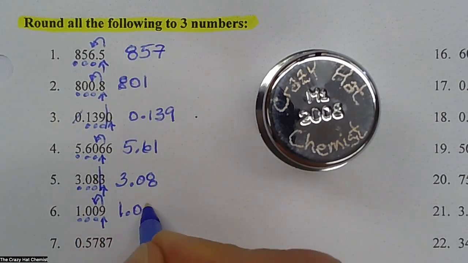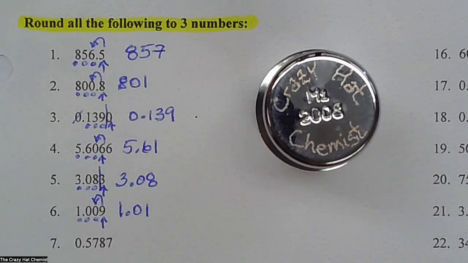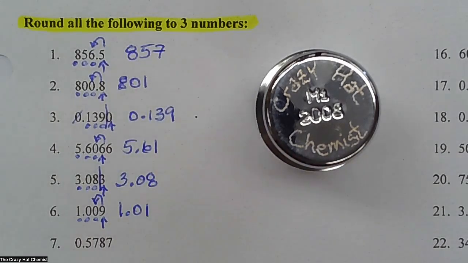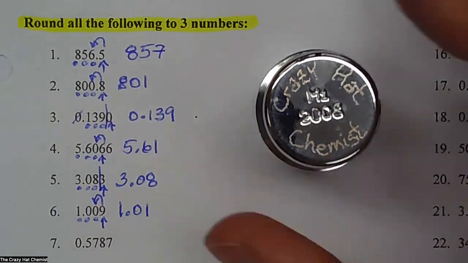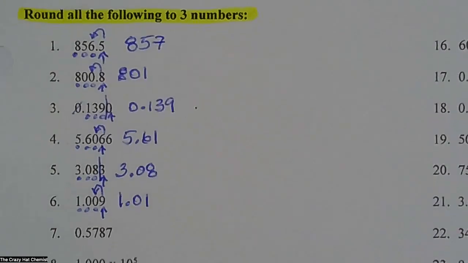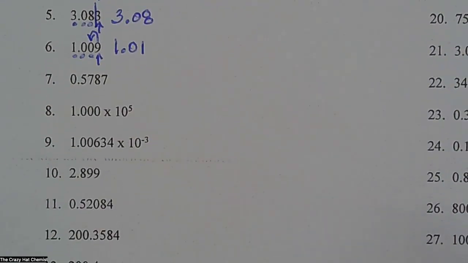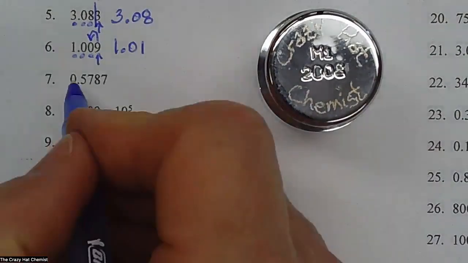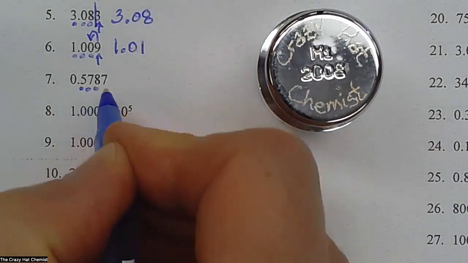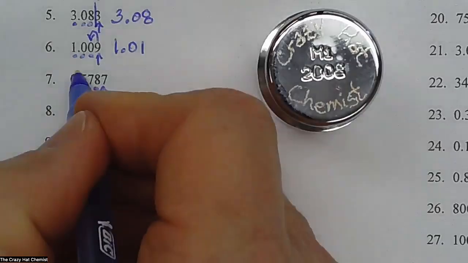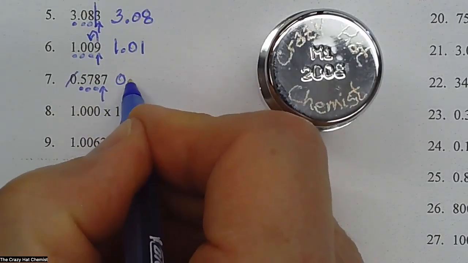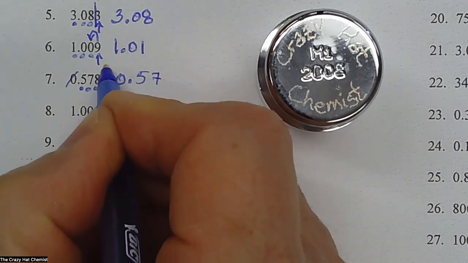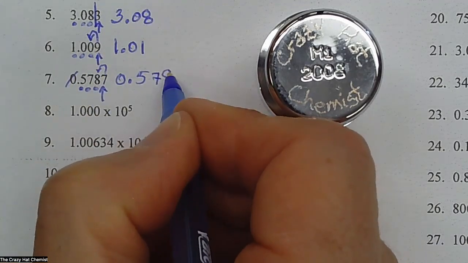That's 1.01. I'm going to scroll this up, and don't forget, we are rounding only to 3 numbers. These are not significant figures. We are just rounding to 3 numbers right now, just learning the rules of rounding. Here we go, some more problems to knock out. We've got 1, 2, 3 numbers. I'm rounding with that 7. That's a leading 0, so I'm going to have 0.57. And this 7 is 5 or greater, so I'm going to add 1 to the preceding digit. That becomes a 9.